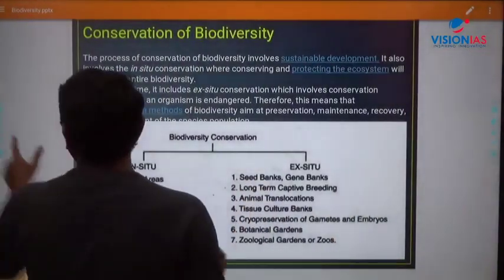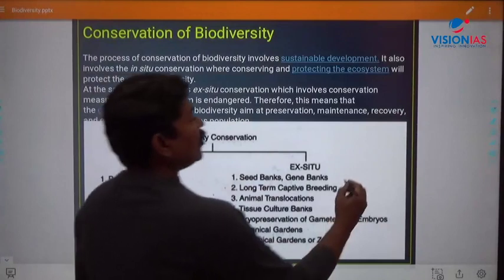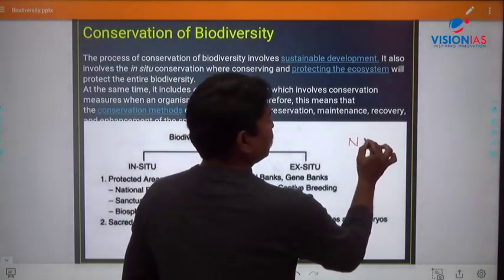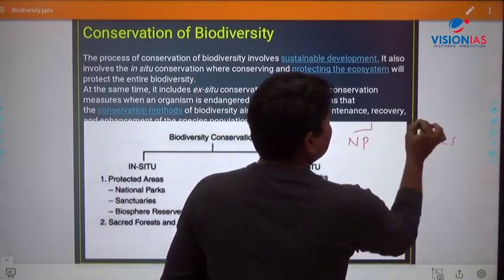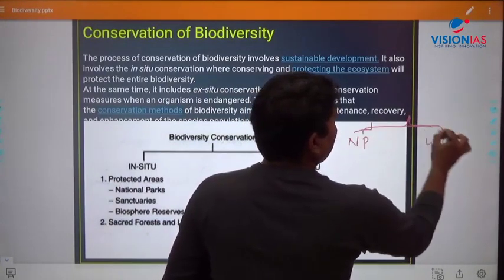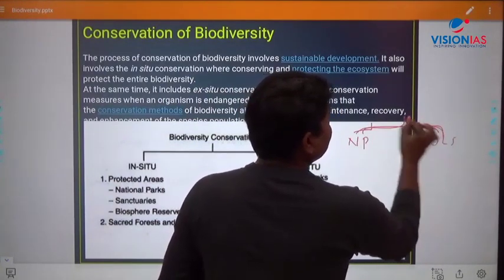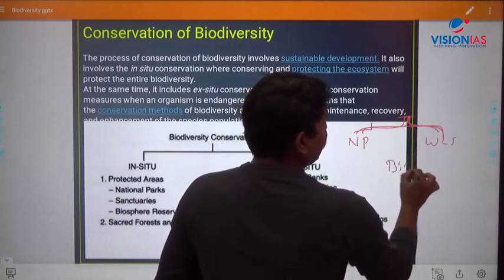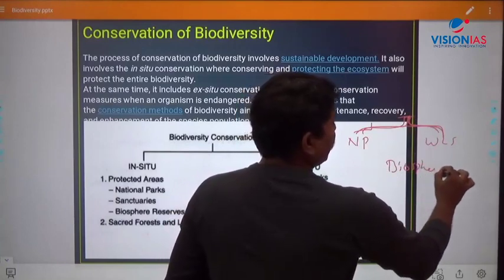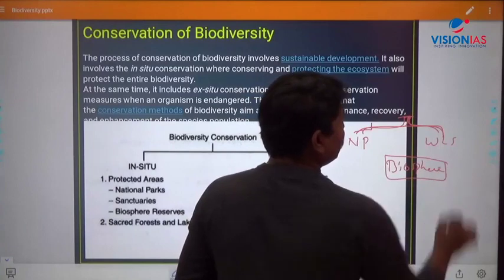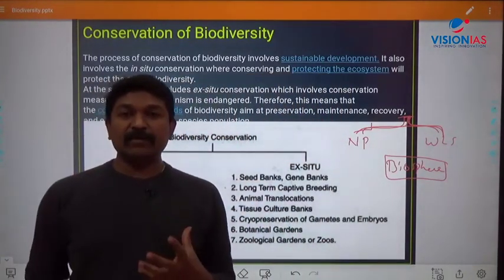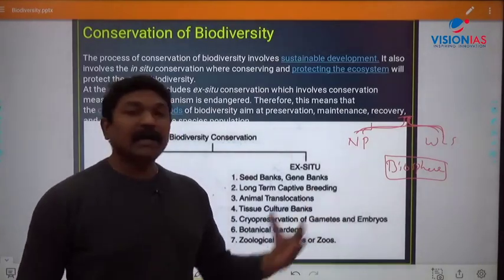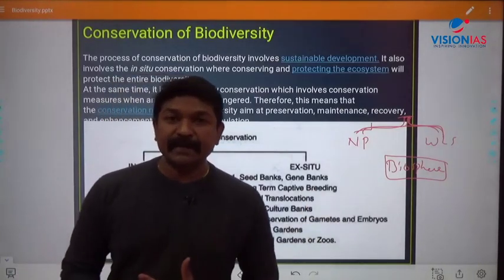Whenever we have two concepts like national parks and wildlife sanctuaries already, why the need to introduce the biosphere? What is the need of introducing biosphere reserves in the conservation techniques? This is what we discussed.